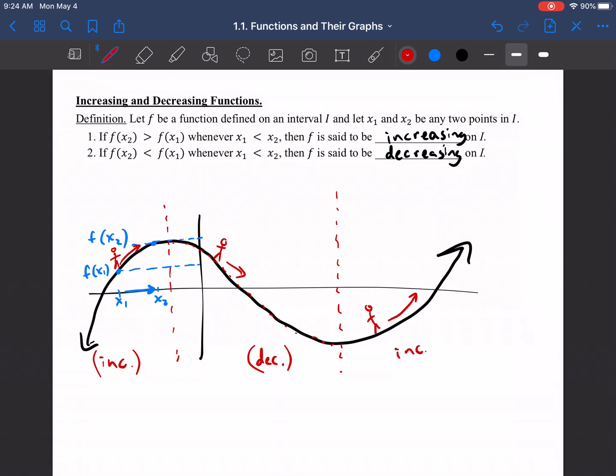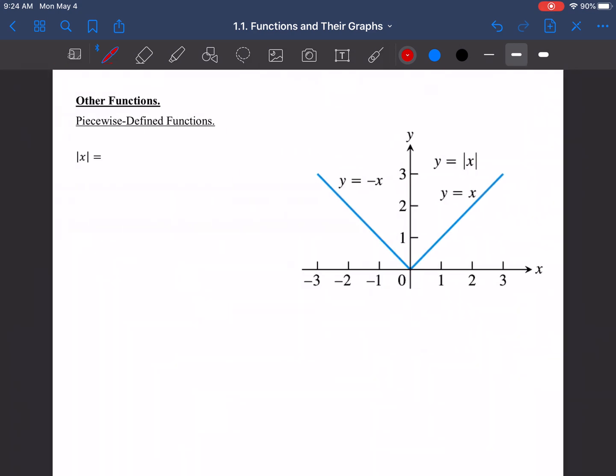So this would be an increasing section of the graph. Okay, so we have increasing and decreasing sections. Next we have piecewise defined functions.